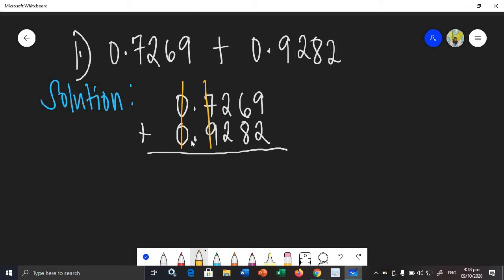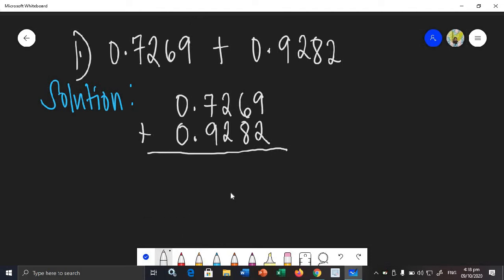Yung ones, kahit wala naman, ones, and then yung tens, and then yung hundreds, okay, yung thousands, and then yung 10,000s. Make sure na dapat tapat-tapat sila for you to be able to solve correctly.